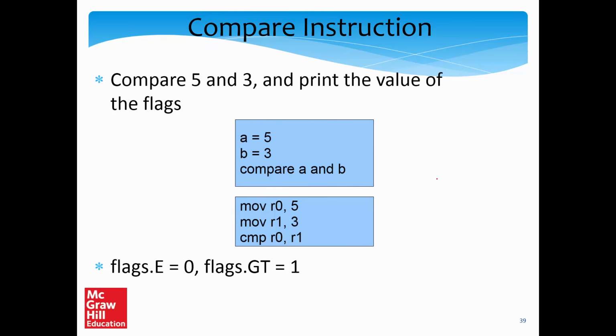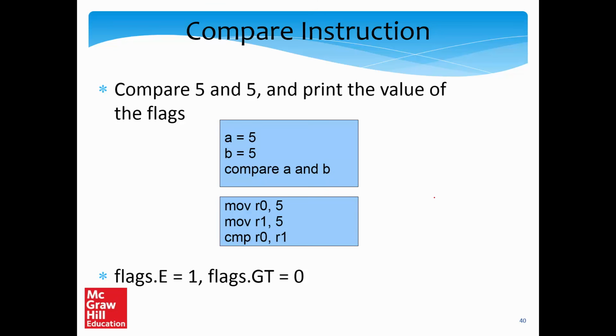Now let's compare 5 and 3. In this case they get reversed. So we can clearly see that 5 is greater than 3. So in this case the flag for equality is 0, but the flag for greater than, flags.gt, is equal to 1. This essentially means that the comparison yielded a result and the result was that the first operand is greater than the second operand. That's the reason the gt flag, flags.gt, is equal to 1.